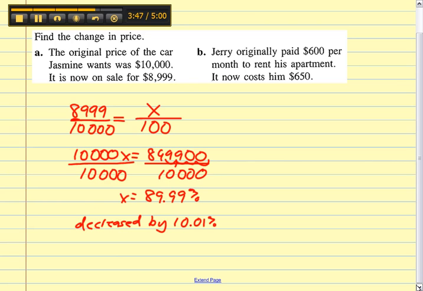Now, this said find the change in price. So I'm going to set this next one up a little bit differently. Does this make sense? What happened there? Do you see how I had to take 2 steps? I had to find the percent and then subtract it from 100.